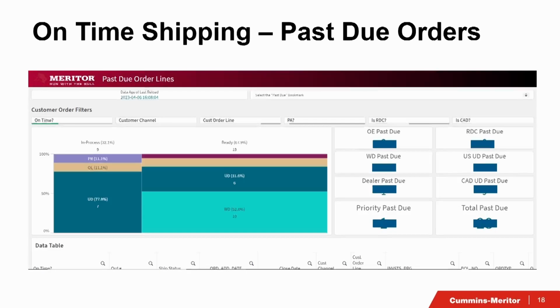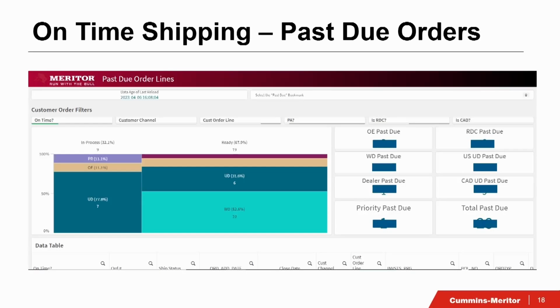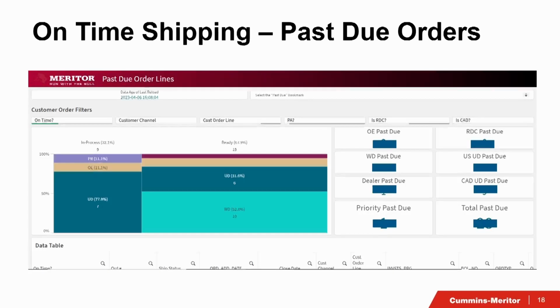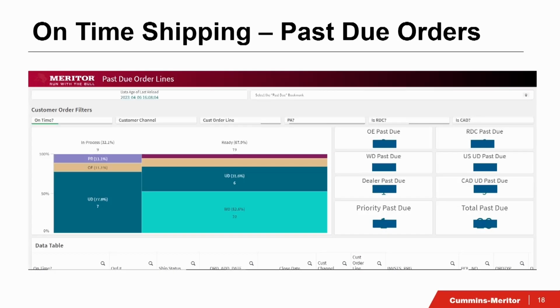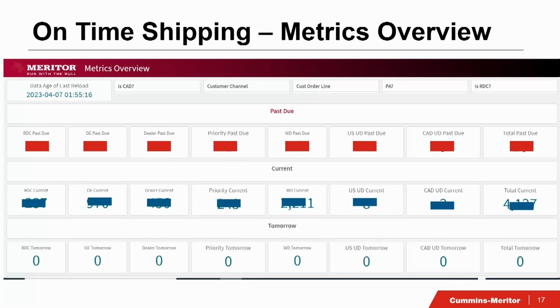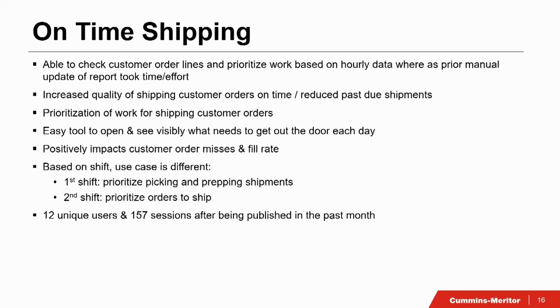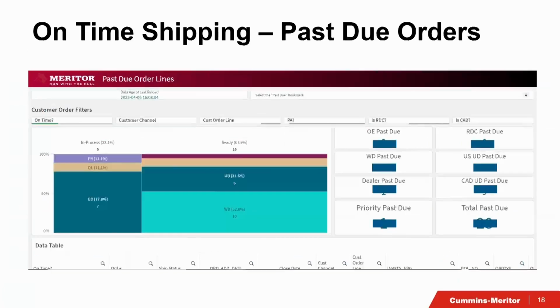We only just introduced this app within the past month or two. I believe it was back in the end of March, actually. And we already have over 150 sessions that have been logged since the end of March. So that's considering that the team is, you know, I believe I have, let me go back real quick. Yeah, I have 12 unique users. So between the team leads, the OLs, and the managers, I have 150 sessions for this on-time shipping app. This has been hugely helpful.